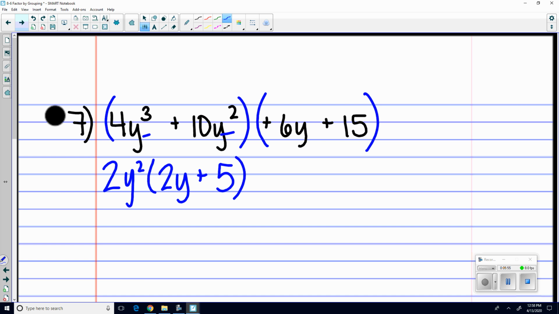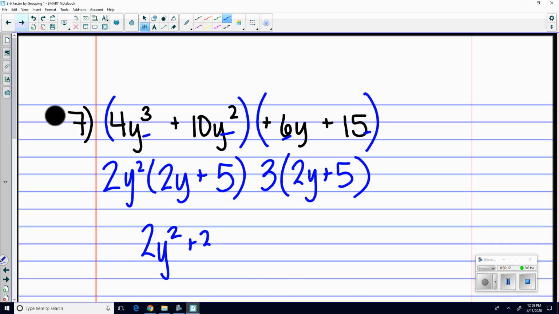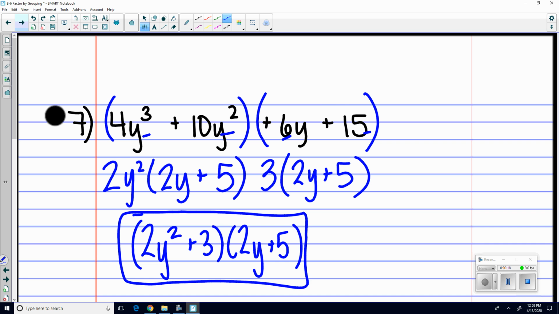All right, I want my other one to say 2y plus 5. So 6 and 15, their common factor is going to be a 3. If I divide both by 3, I'd end up with 2y plus 5. Perfect. So my final answer is 2y squared plus 3 times 2y plus 5. And again, if you want to check that, do the box method or FOIL it.